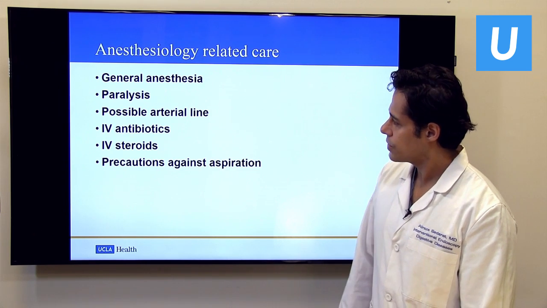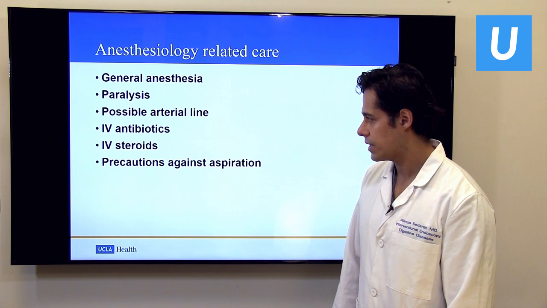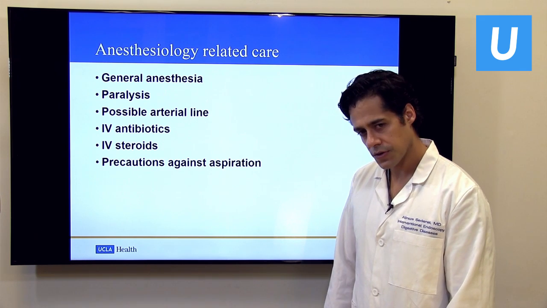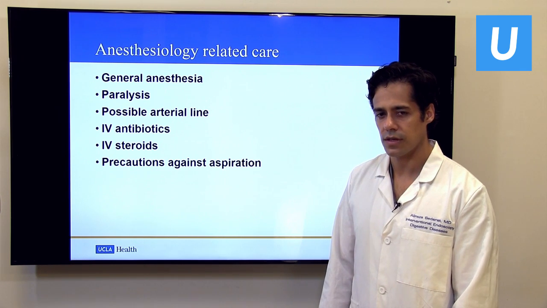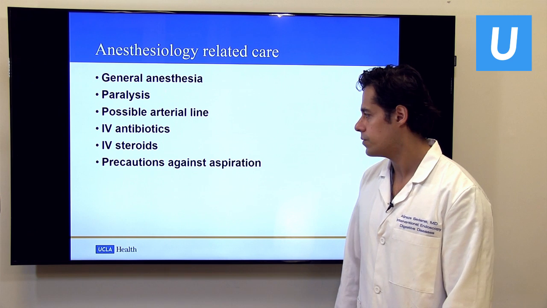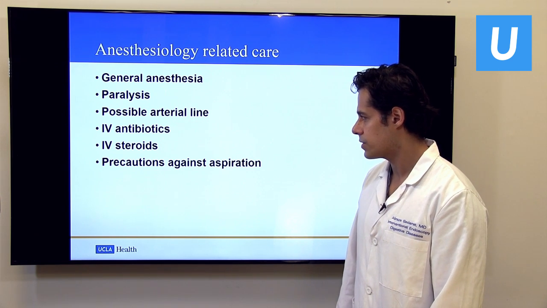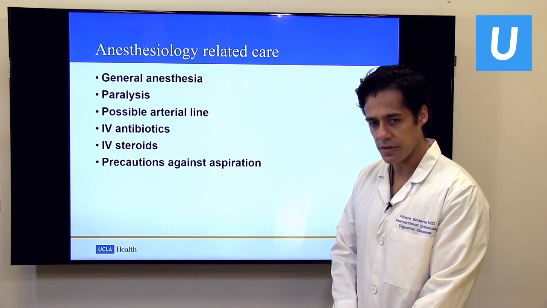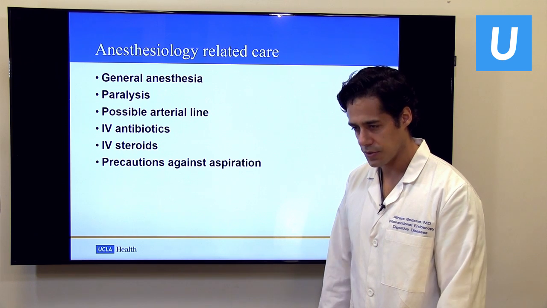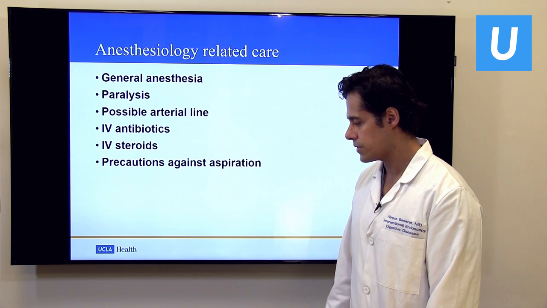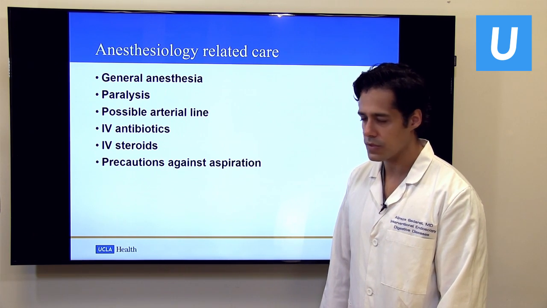It's under general anesthesia. You're paralyzed to keep you nice and still and safe. You're given IV antibiotics for infection prevention. You're given IV steroids to help with swelling. You're given potentially an arterial line, which is like an intravenous line, but goes in the artery to monitor blood pressure. We don't do that in everyone, but the anesthesiologist may do that to help manage you while you're asleep.